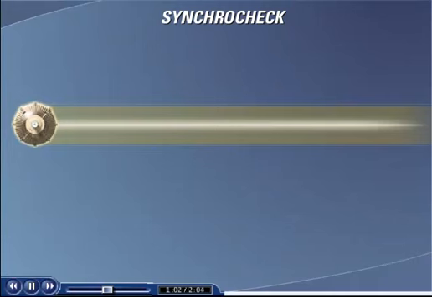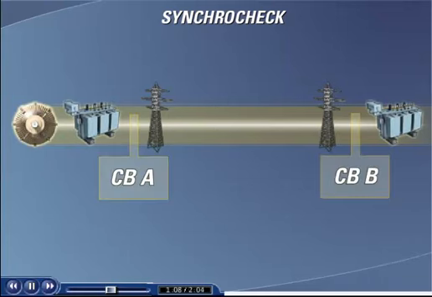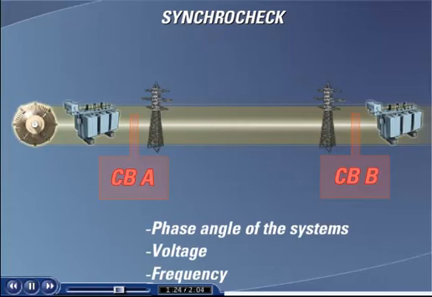SynchroCheck. Let's look at the following example to explain the SynchroCheck. The transmission line is connecting two substations. The circuit breakers at A and B will trip in case of a line fault. Once the circuit breakers are open for a set period of time, there is a possibility that the following system parameters may drift apart from acceptable level: the phase angle of the systems, voltage, and frequency.